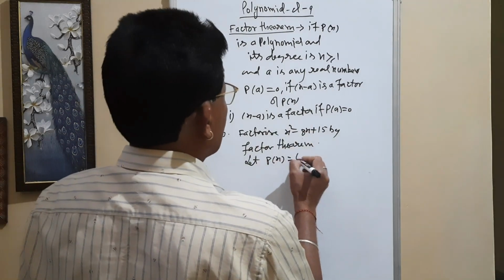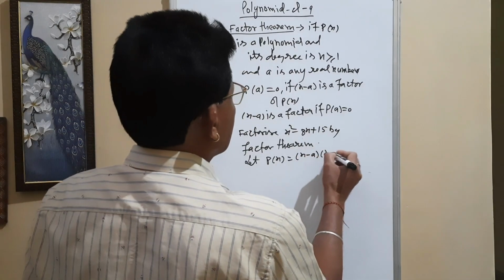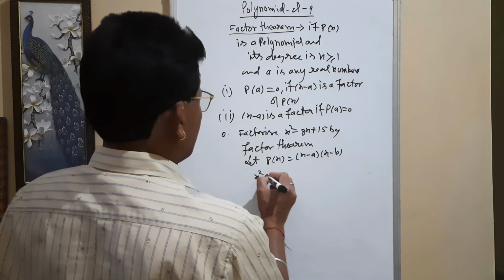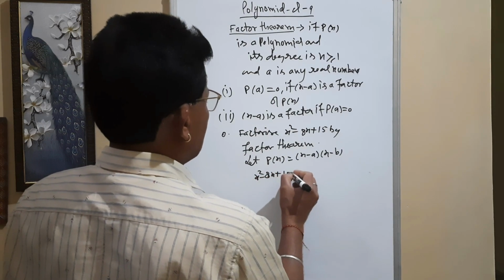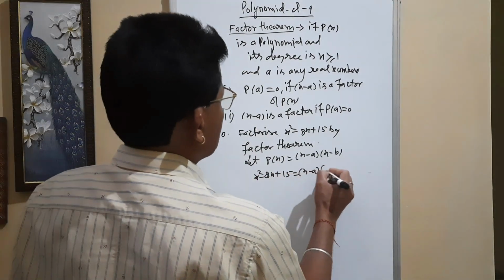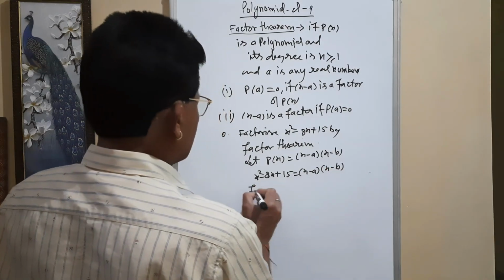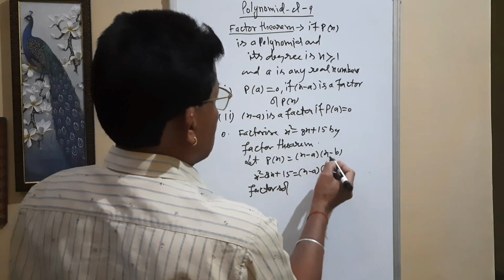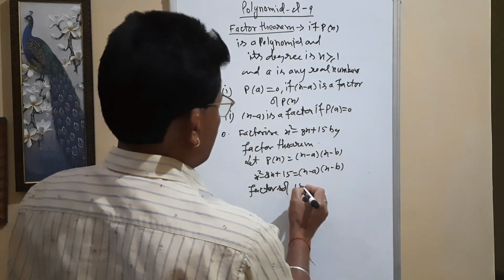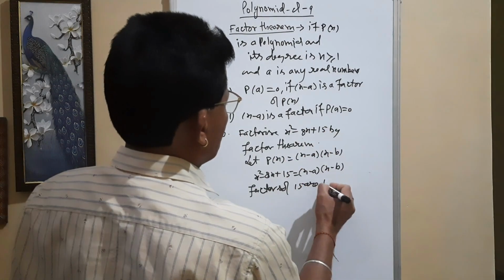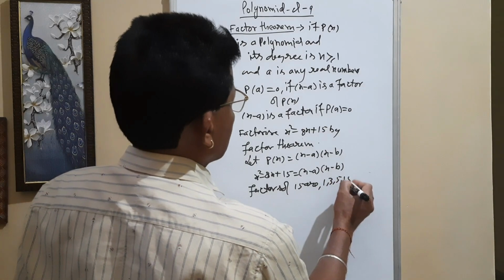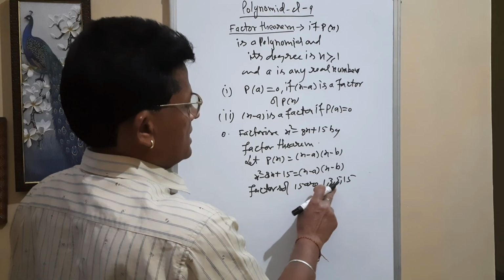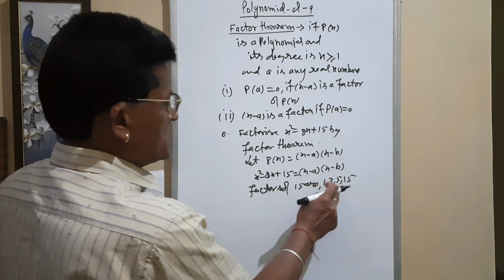P(x) will be equal to (x minus a)(x minus b). a and b will be the zeros. In place of P(x), you can write x square minus 8x plus 15, equal to (x minus a)(x minus b). Okay, factors of 15. What are the factors of 15? 1, 3, 5 and 15 itself. But you see, the product of these two numbers, 3 and 5, will be 15. That is why you must keep it in mind.